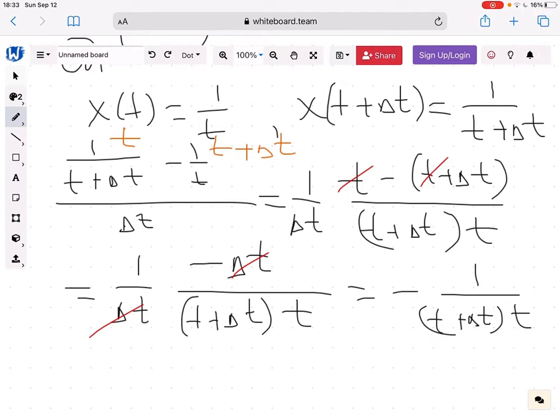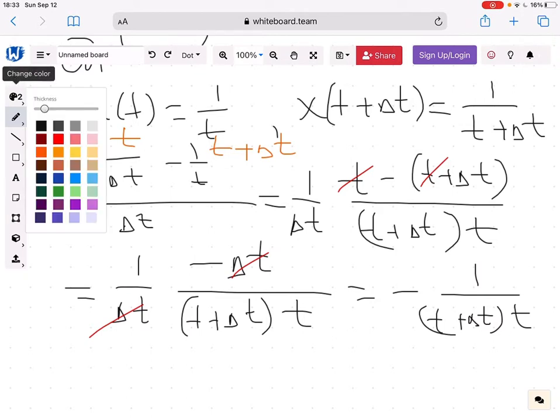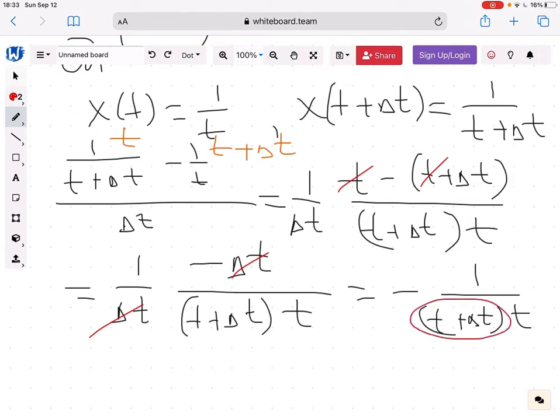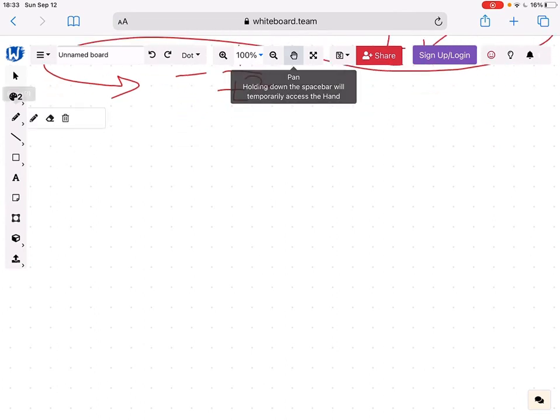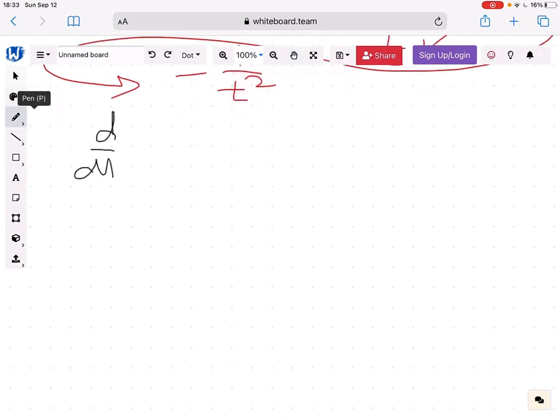We're done. And now we need to think where this thing is going to go when delta t goes to 0. Well, let's think about it. It's t plus delta t here. When delta t goes to 0, it goes to t. And the next term t goes nowhere because it doesn't depend on delta t. So our final answer, the whole thing, is going to go to minus 1 over t squared. All right, so let's write the answer. You're going to say that d dt of 1 over t is minus 1 over t squared.